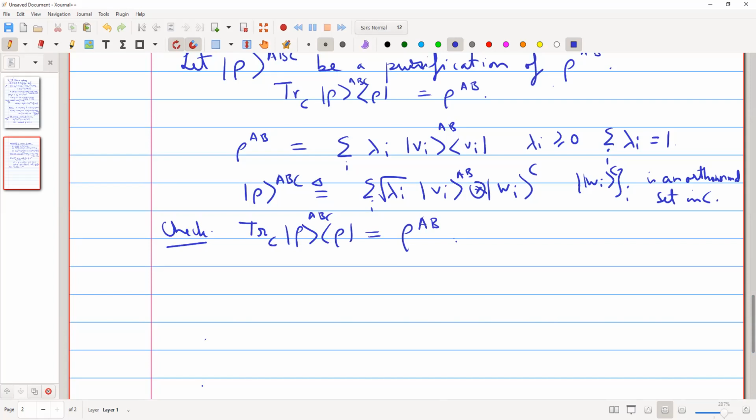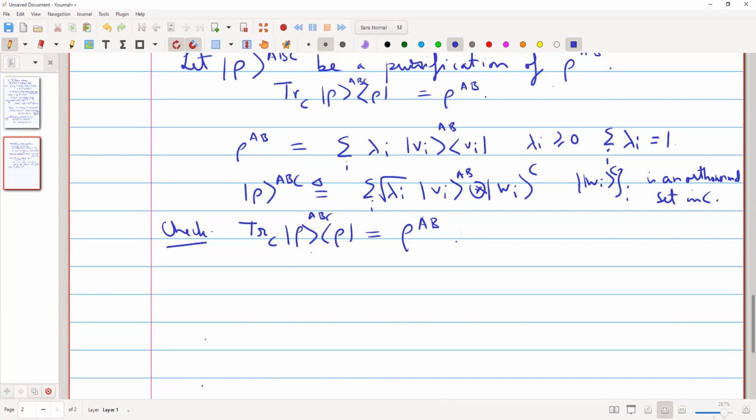Why is it root lambda i when we write the purification? It has to be length 1, no? So look at that. As I run over i, these are orthogonal vectors, so if I take the length squared of this, it will become the summation of lambda i, which is 1. And that's reason 1.